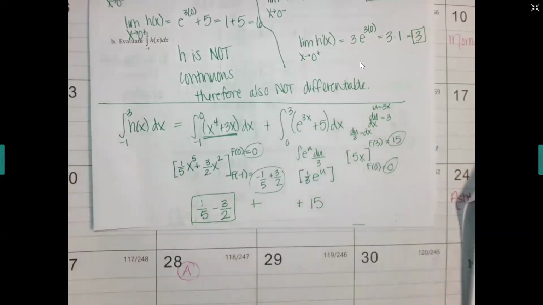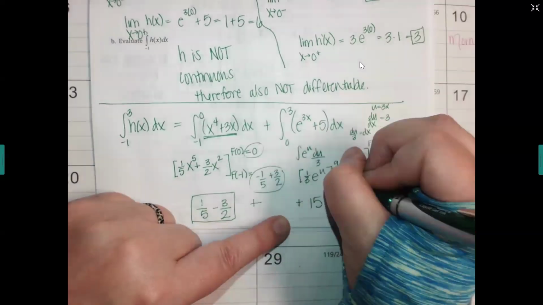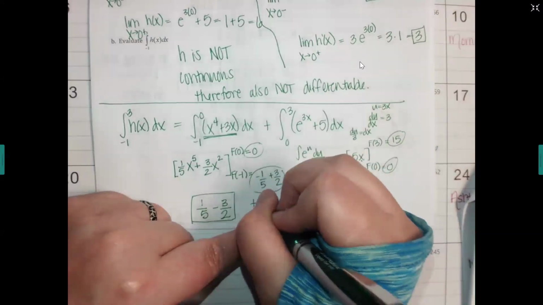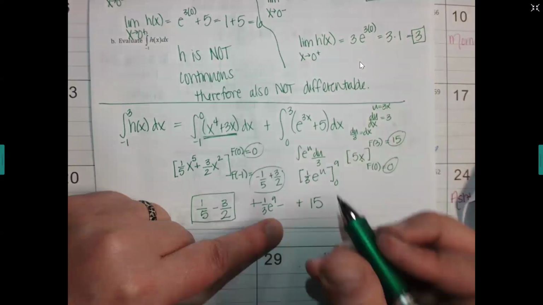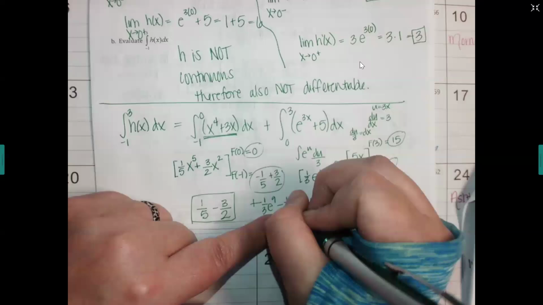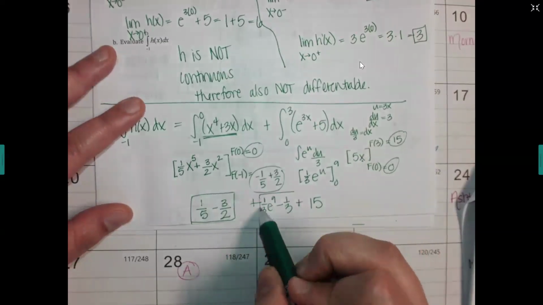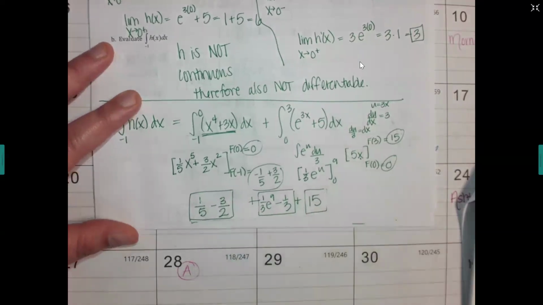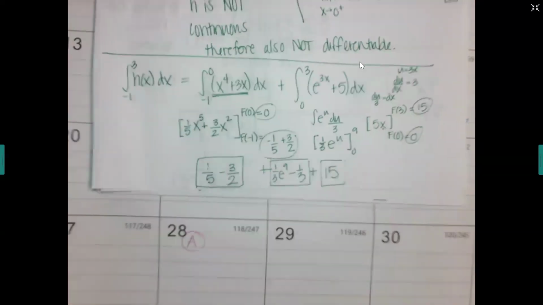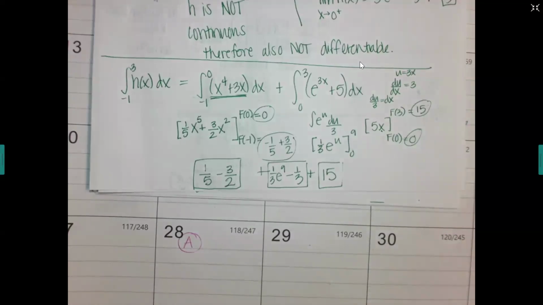Can I use the original endpoints for u sub? You got to plug them into what your u was. So if my u's at 3x, what's my new top number? 9, what's my new bottom number? 0. So I'd have a third e to the 9 minus a third e to the 0, which would just be a third. Okay, so for that one, you'd actually end up having to break it up into 3 pieces. Okay, this one's chill, the 5 is chill, but the e to the 3x in the middle, you got to do u sub on it.